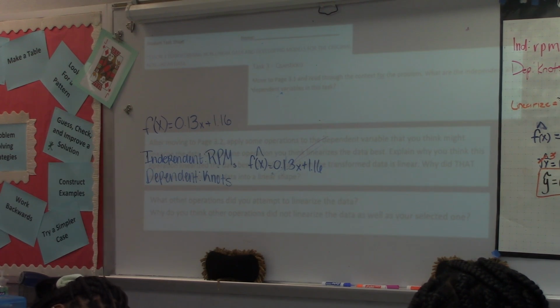So why do other operations not work? Well, because it was a cubic function. The only thing that undoes a cubic is a cube root. We needed the inverse operation. Okay, we needed the inverse operation. Mary, you got all that? Yep. Okay.